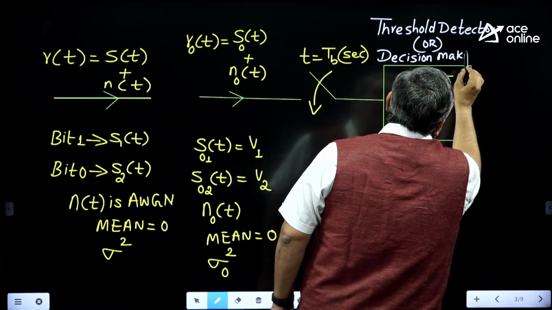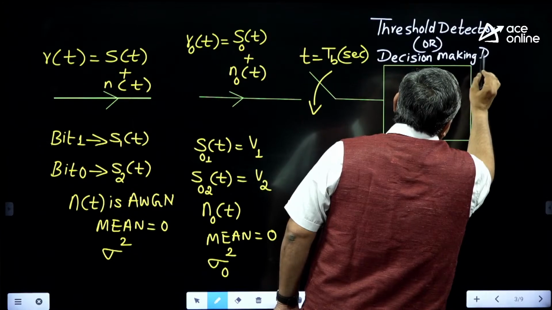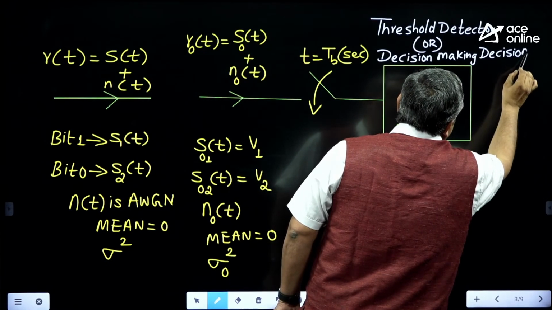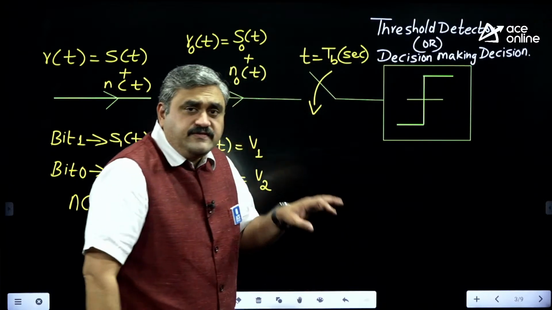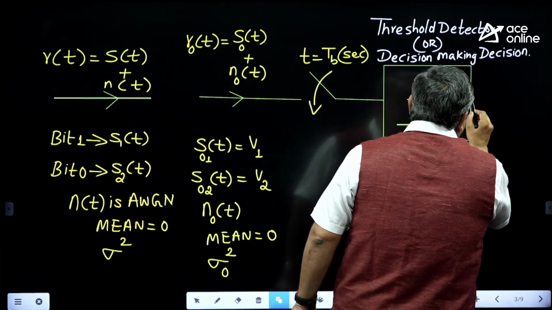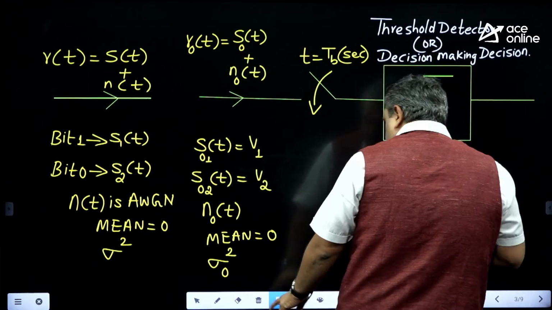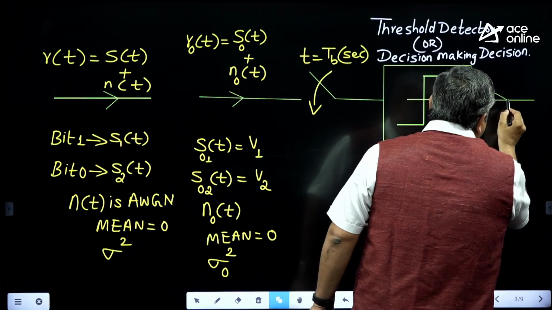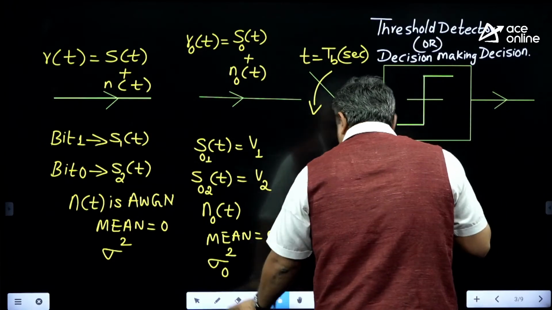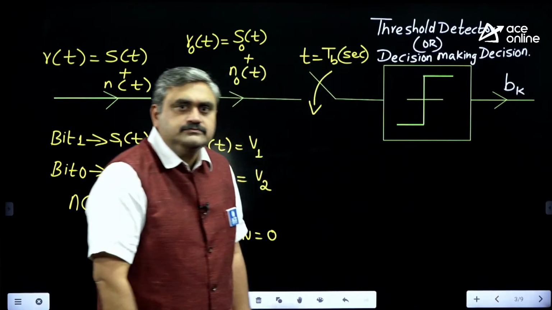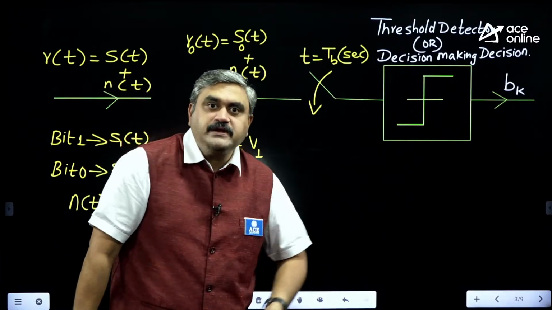Try to understand these points. Those who have a little confusion or don't know this concept can easily pick it up from here. This is the most important block. Why? Because the output of my receiver has to be binary data. That means you have to develop the bit sequence BK here. Is it clear?